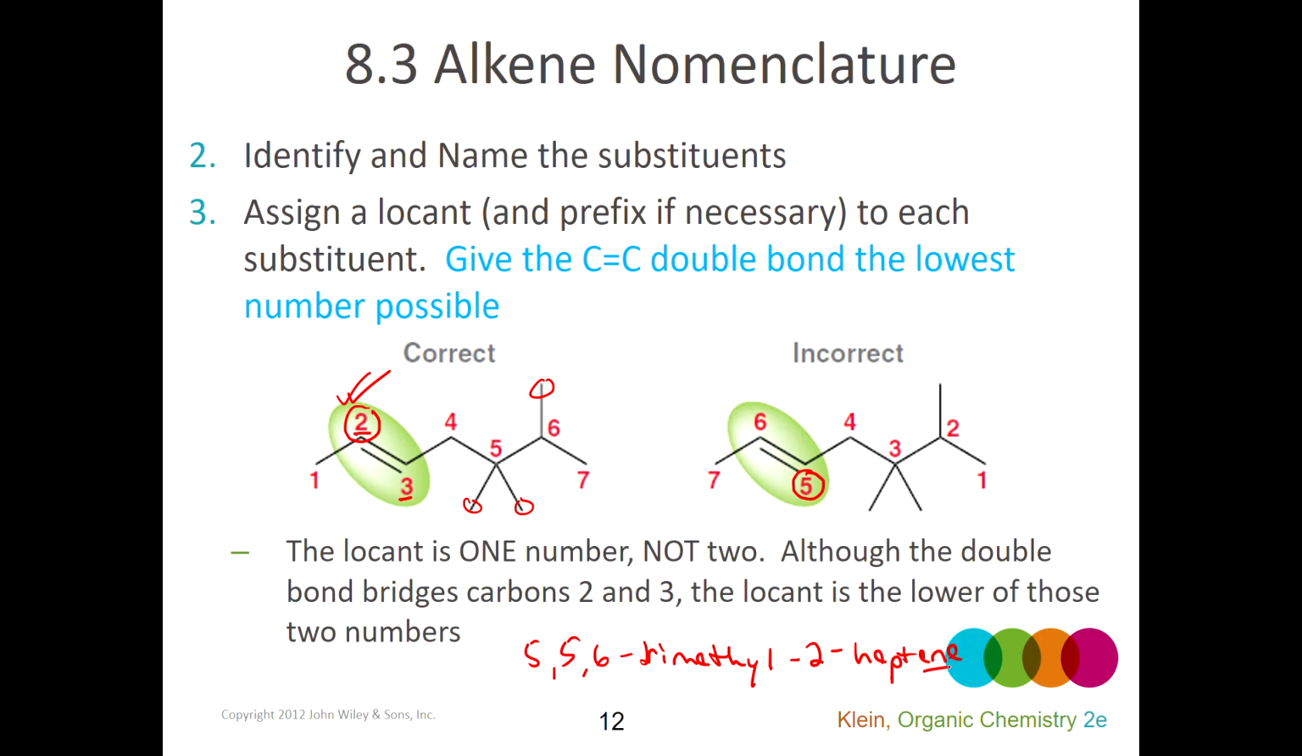So when I see the ene suffix, I know to look before to see what carbon of the parent chain that double bond is starting on, and then I presume that it's going to be connecting carbon 2 and 3, or the next carbon, right? If the double bond were over here, then it would be 1-heptene, because it would be bridging 1 and 2.